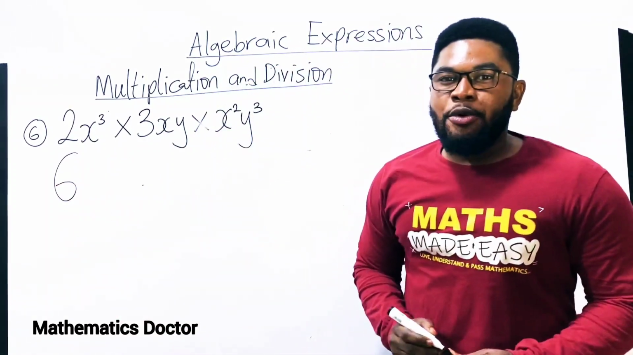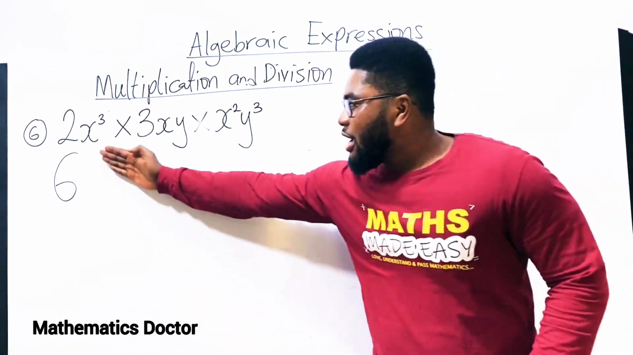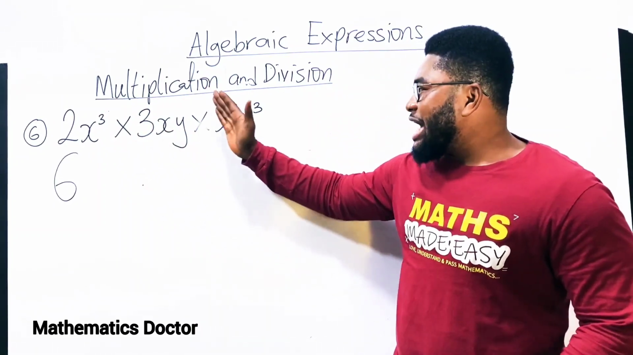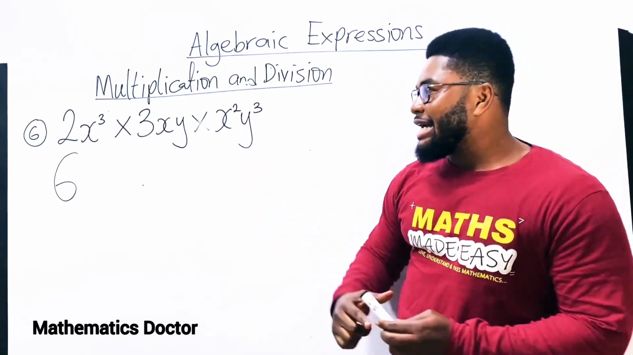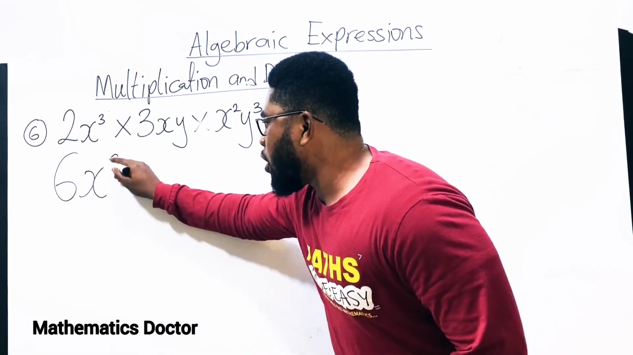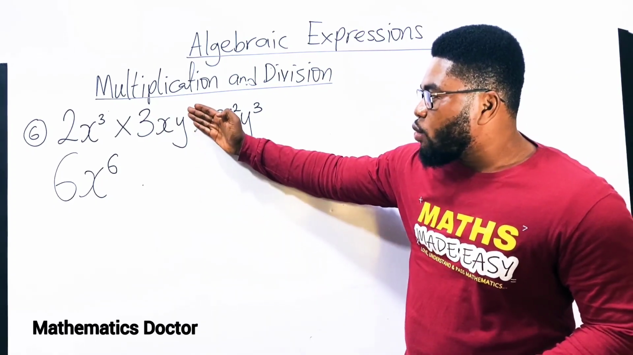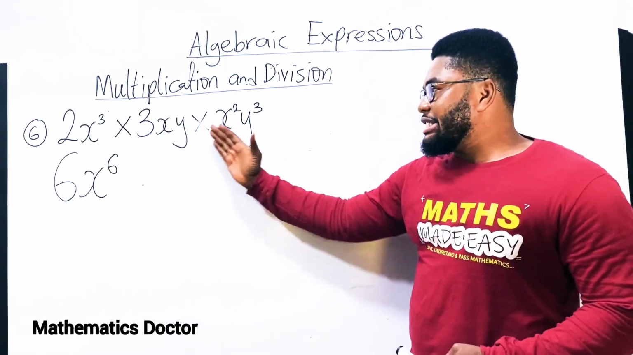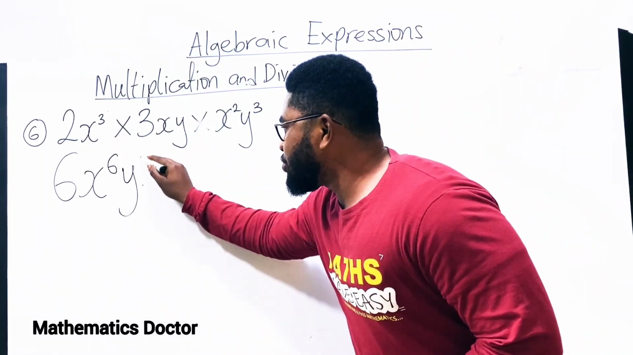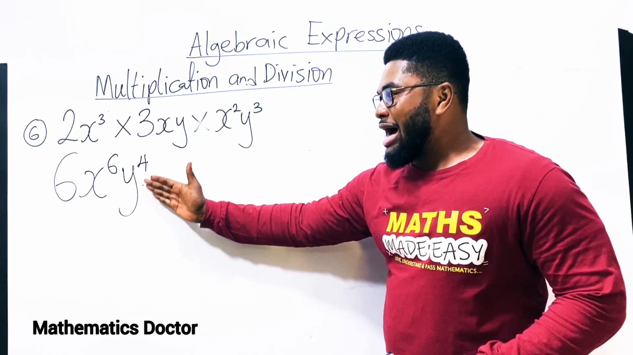With the variables, x alphabetically comes before y. So let's consider the x. X power 3 times x gives us x power 4 times another x power 2 makes it x power 6, since the powers of the variable x will all add. Now let's see the power for y. We have y power 1 and y power 3. Since they are multiplying, we'll add the powers, making it y raised to the power 4. Finally, our answer will be 6x power 6, y power 4.